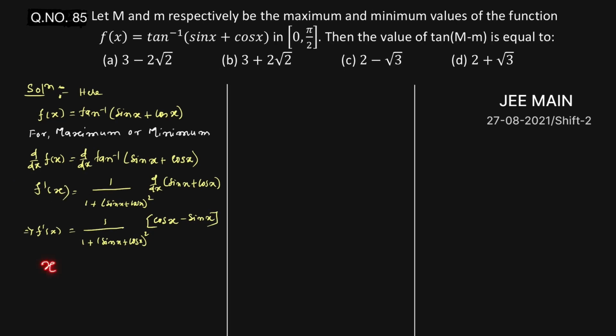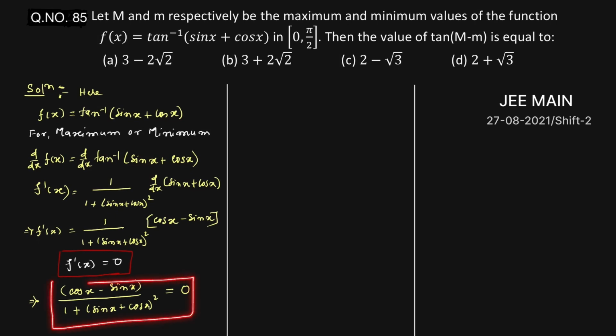So for finding the value of x, that is the critical point, we have to take f dash x equal to 0. So this implies that we will get cos x minus sin x divided by 1 plus sin x plus cos x whole square equal to 0. If we solve this, multiplying with the right hand side, we will get cos x minus sin x equal to 0.